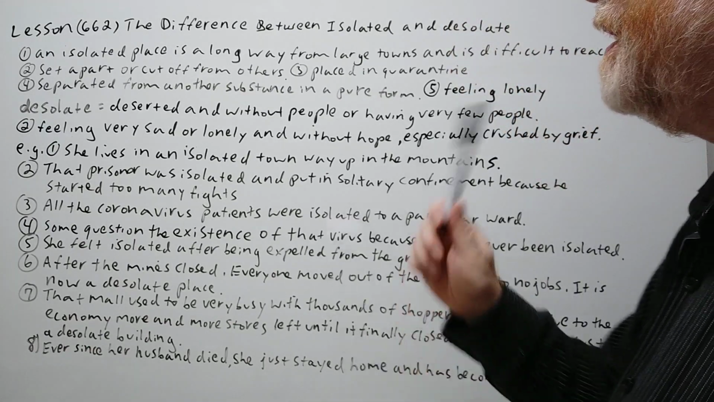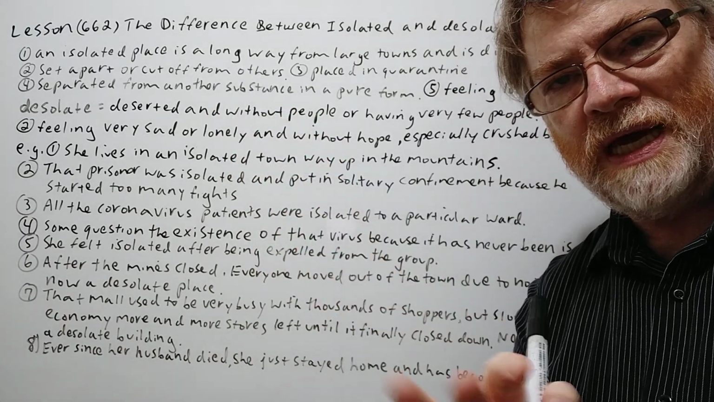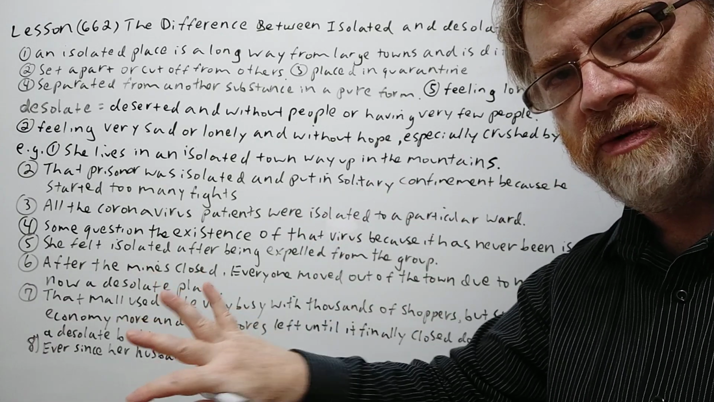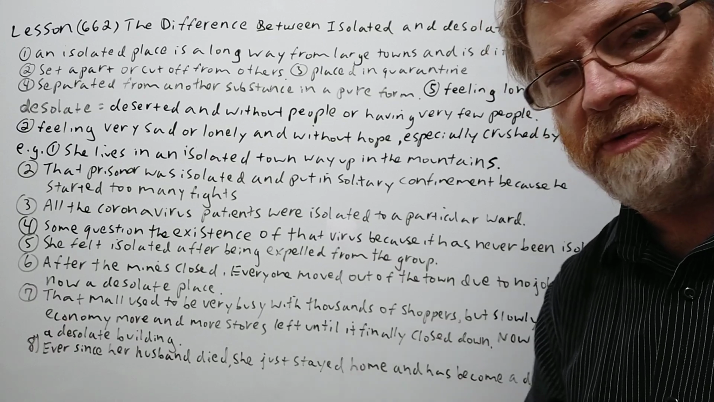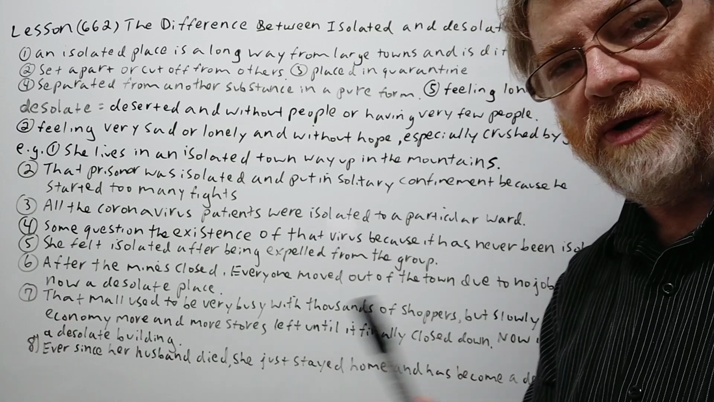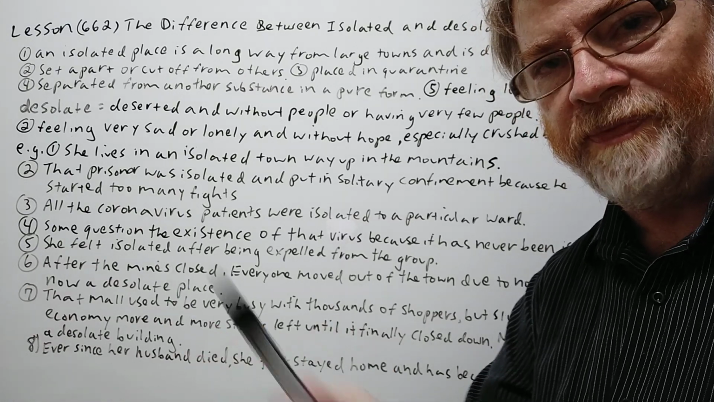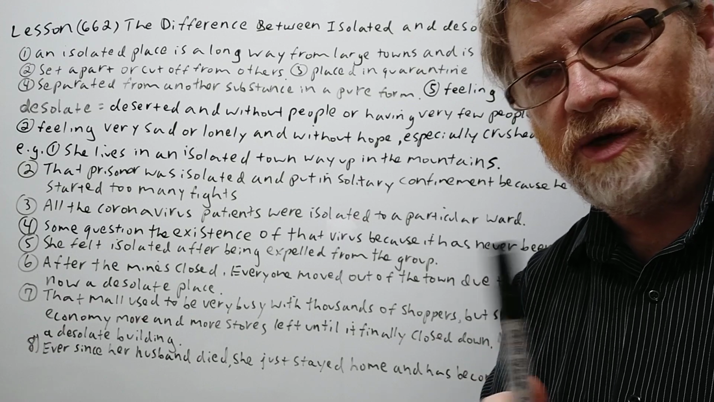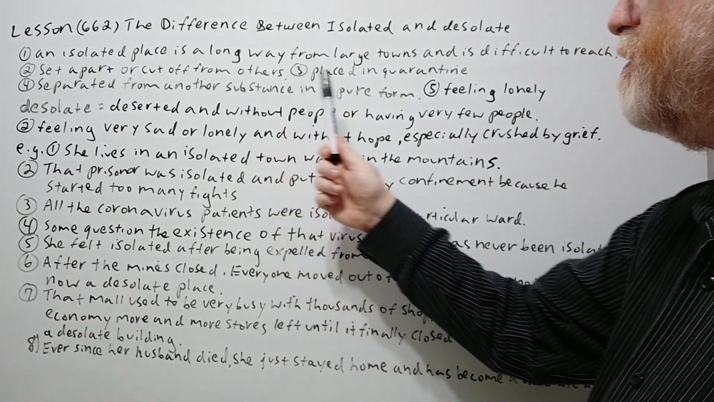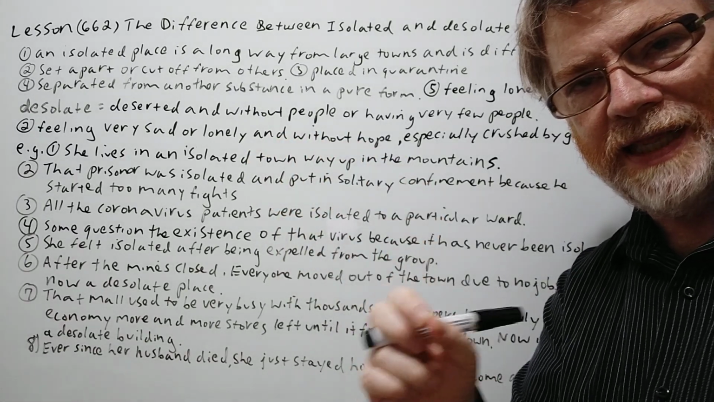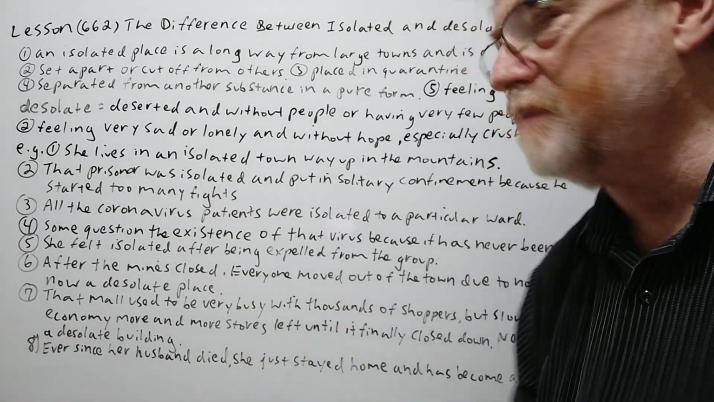Let's continue. Number 2, set apart and cut off from others. This is another thing with isolated. Usually somebody is forcing you to be separated from others. Number 3, placed in quarantine. We would only use isolated with this, not desolate. So if you had a disease or a sickness and there was a risk that you could spread it to other people, they put you in quarantine, then we would say that you were isolated, not desolate. Number 4, separated from another substance in a pure form. So in the science lab, if you're separating one substance from another, you could isolate one particular substance.